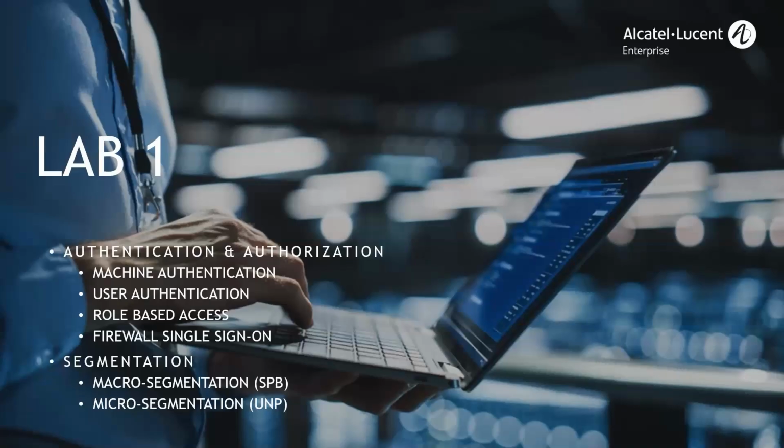It's now time for our first lab, and in this first lab, we will do multiple things. We will explore authentication, and this is both machine authentication, that's authenticating the device that the user is logging in from, and then user authentication, authenticating the user on that machine. Even on the same device, different users can have different roles and different policies attached to those roles. That's role-based access.